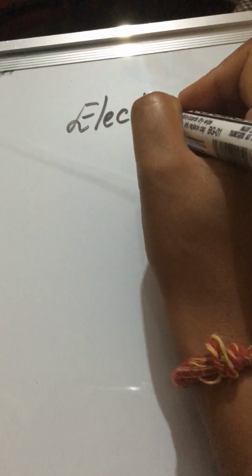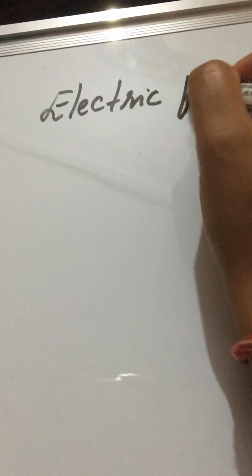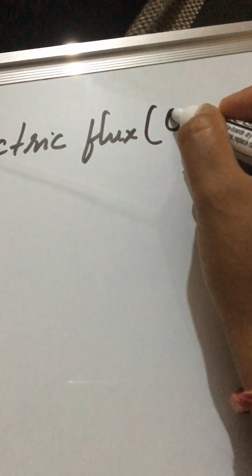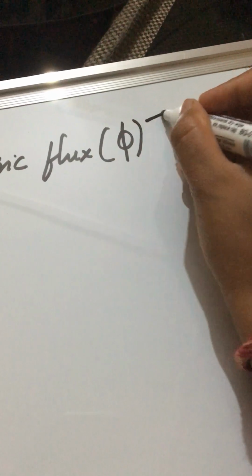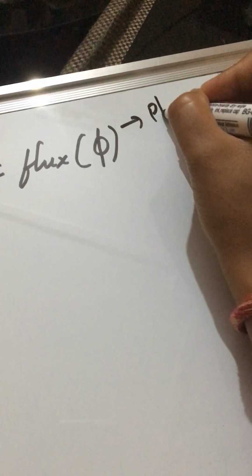Now if we are clear about the concept of area, then we can go to the concept of flux. As we are talking about electric, our next topic is electric flux. It is denoted by the symbol phi. How do we pronounce this one? We pronounce this one as phi.